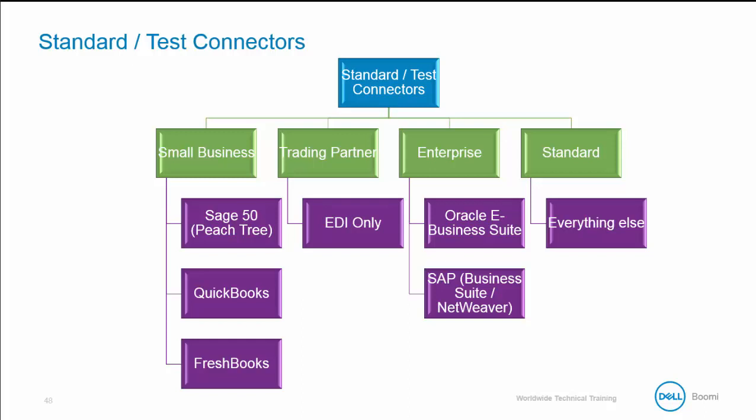Trading partner is specific to EDI development. There are two enterprise connectors: the Oracle e-Business Suite and the SAP Business Suite and NetWeaver. Everything else is standard. For anyone who's interested in seeing the ever-changing connector list, please take a look at boomi.com, integration, and then popular applications supported.